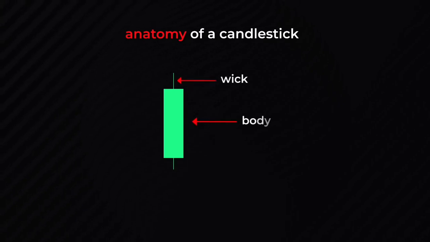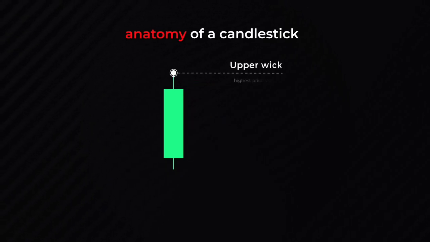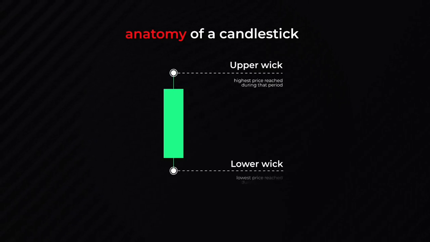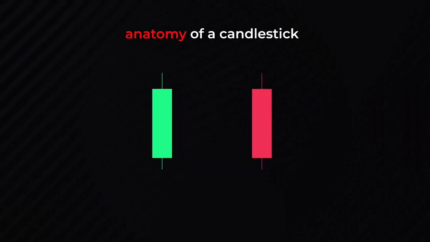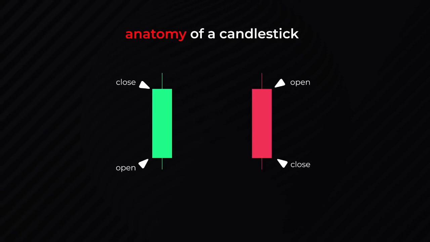The wick, also called the shadows, and the body. The end of the upper wick shows the highest price reached during that period, while the end of the lower wick shows the lowest price reached during that period. For the candle's body, however, things are a bit different. On a green candle, the bottom of the body shows the opening price for that period, and the top shows the closing price. For a red candle, it's the opposite. The top shows the opening price, and the bottom shows the closing price.